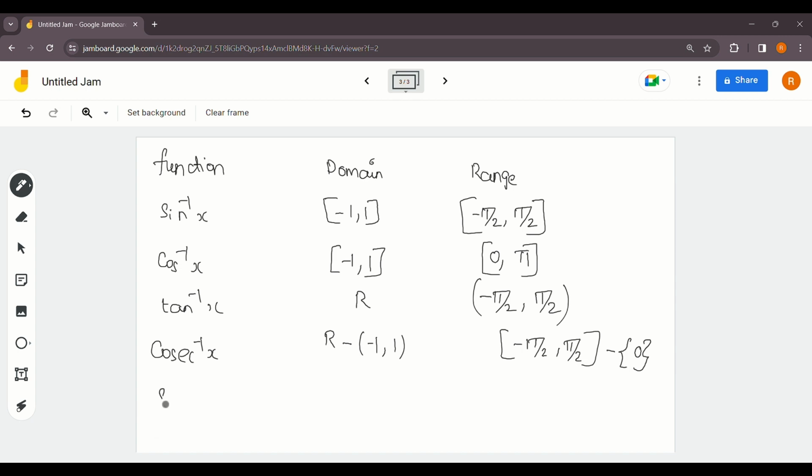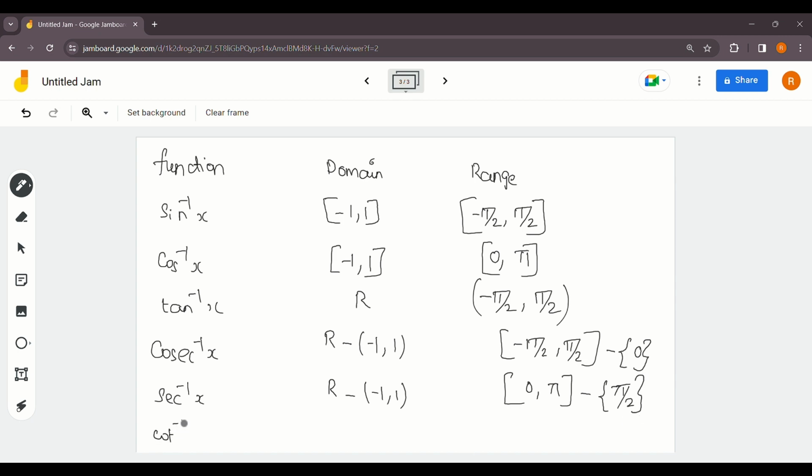So next is about sec inverse. The domain is real numbers except the open interval minus 1 to 1. And the range is the same as cos inverse, 0 to pi except pi by 2, because it becomes infinity then. As cos 90 is 0, sec 90 is infinity. So infinity should not be part of it, so that is not included.